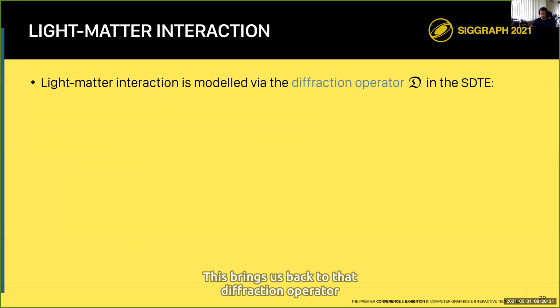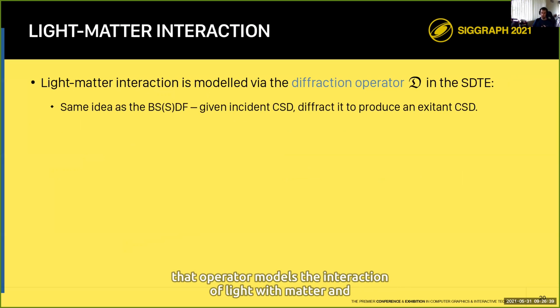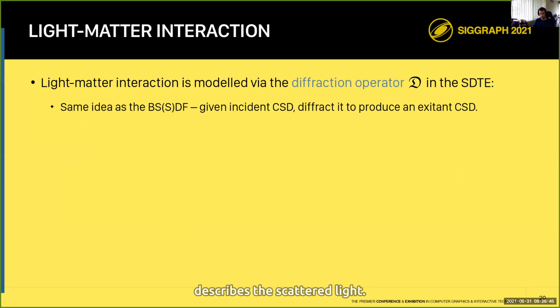This brings us back to the diffraction operator that we saw in the spectral density transport equation. This operator models the physical process of light-matter interaction. Conceptually, this is not very different from classical theory. Given light incident from a direction, that operator models the interaction of light with matter and describes the scattered light.